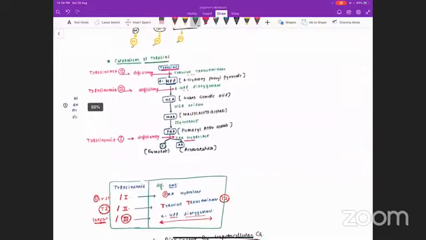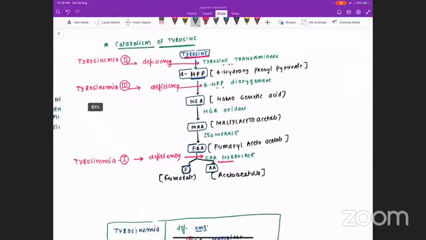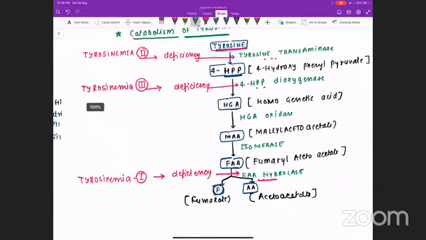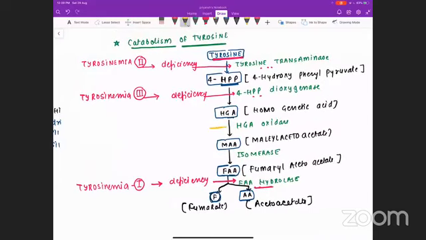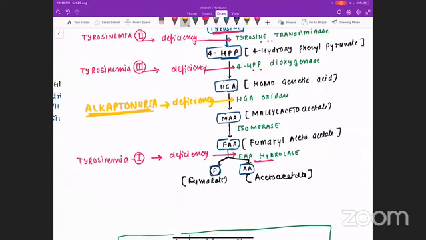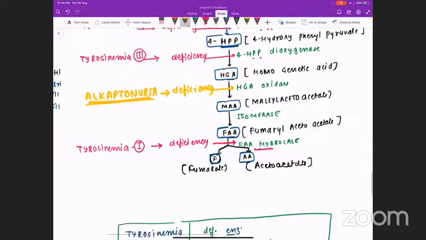Coming to the pathway, I want to add one more disorder on the tyrosine catabolism side. If there is deficiency of this HGA oxidase, this condition has been given a special name. It is not called tyrosinemia. It is called alkaptonuria. Deficiency of HGA oxidase is called alkaptonuria. So now we are going to discuss the details of alkaptonuria.